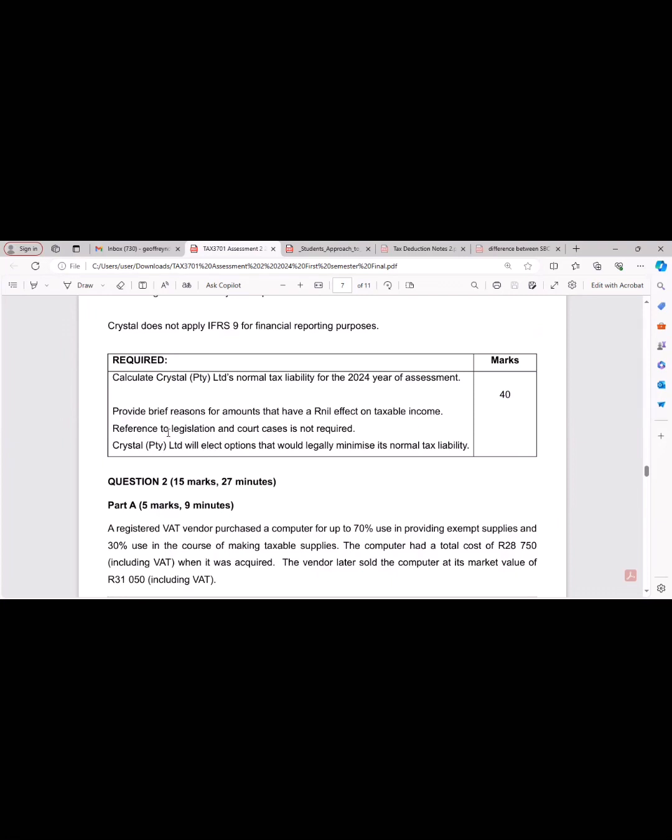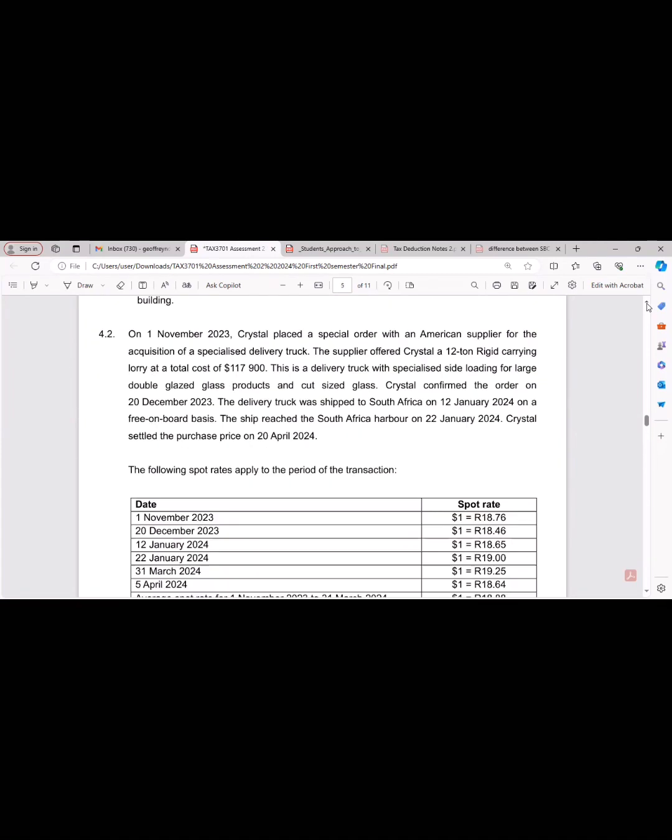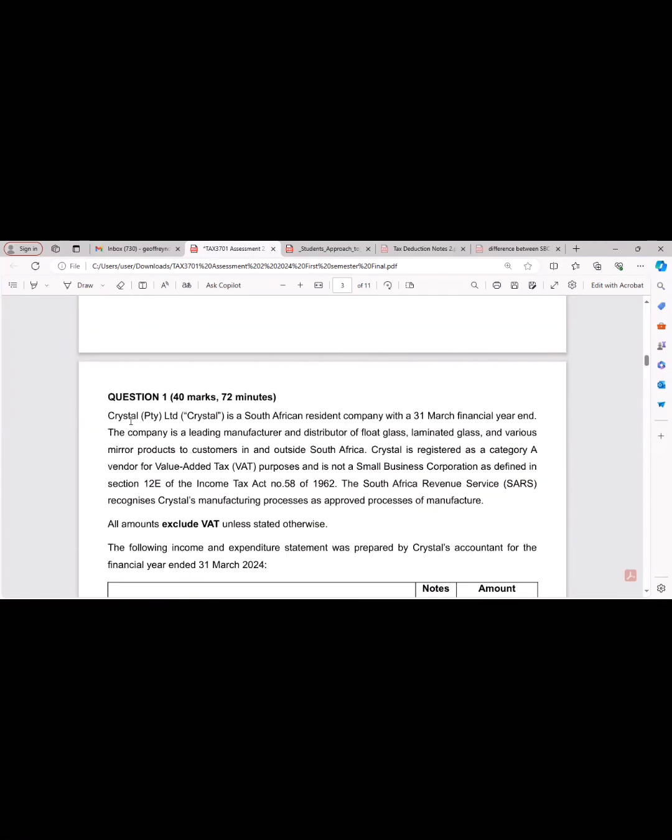They are saying reference to legislation and court cases is not required. But for the sake of the class, I was giving reference to the legislation, the sections. So I was writing sections so that you get used to them. Let's go to the information. It's very, very long. They're saying Crystal Limited is a South African resident company with a 31 March year end.